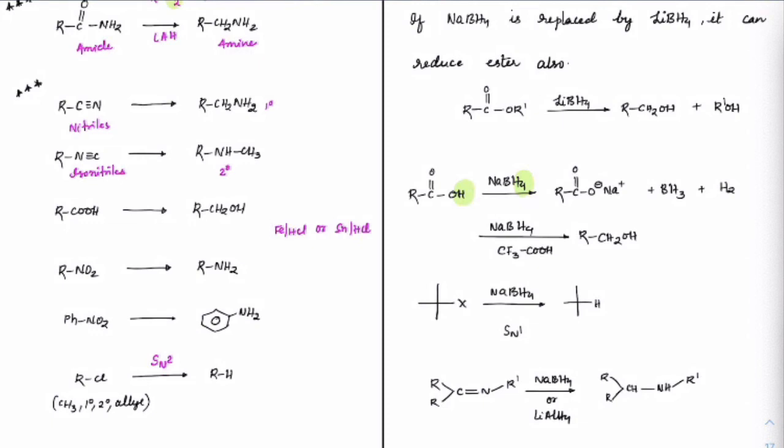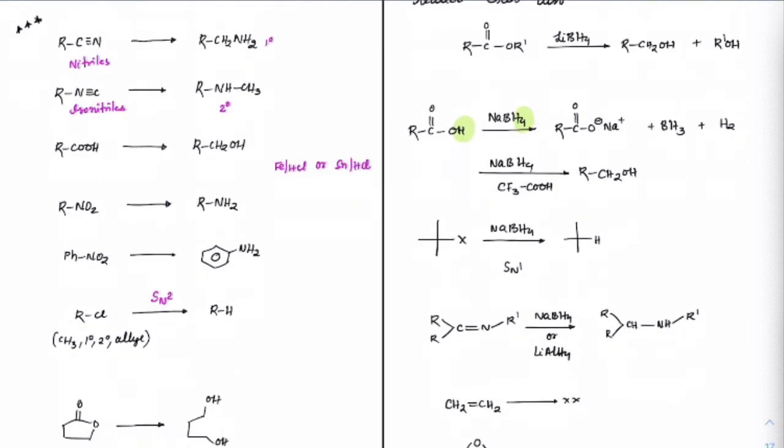I hope all of you understood that. Here it was giving primary, secondary, methyl and allyl. Here we can see that it would usually go for the SN1 mechanism, because it is relatively a weak nucleophile. So it will go for the SN1 mechanism and you will get alkanes.